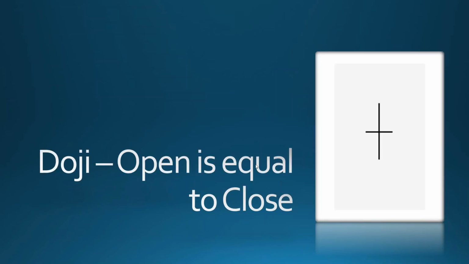Now, you do have some single candlestick formations. One is a doji. Notice that the doji does not have a body. Instead, it looks very much like a cross, okay? That is because the open is equal to the close, okay?